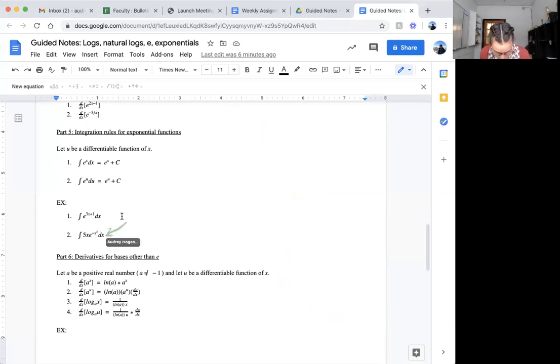And then I want you guys to go ahead and try number 2 for this guy. So the integral of 5x times e to the negative x squared. Again, you want it in the form integral of e to the u du. So this one seems confusing, but you're going to want to let u equal negative x squared.